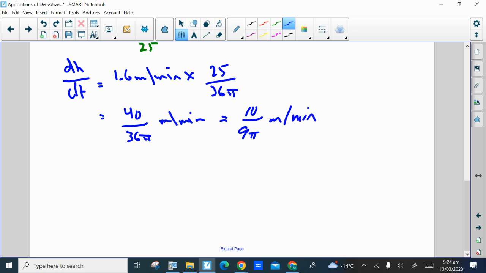So there's the exact value of the rate of change of the height of the water in the tank with respect to time, dh by dt. So again, we're always leaving these as exact values. All right.